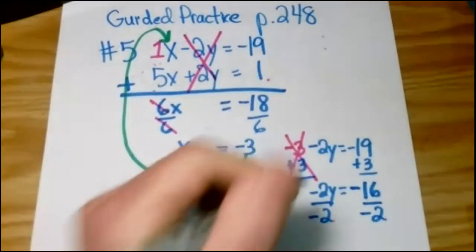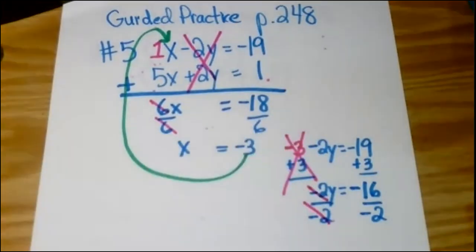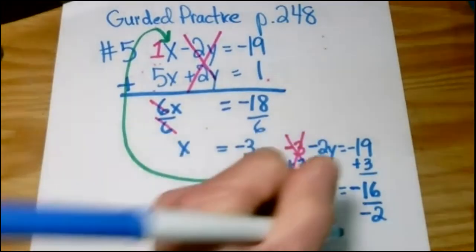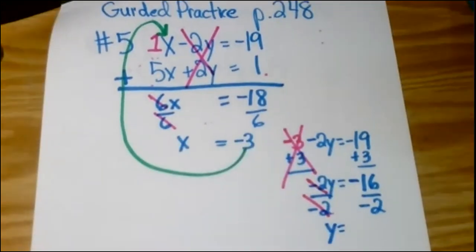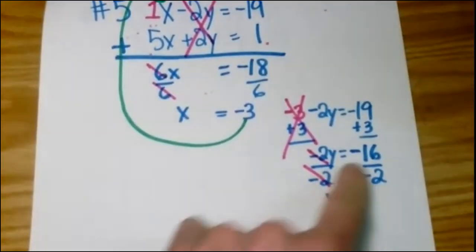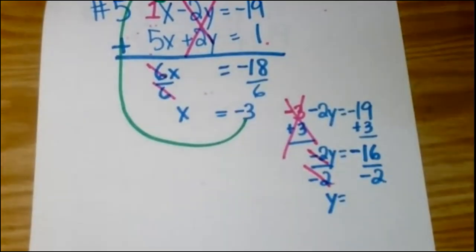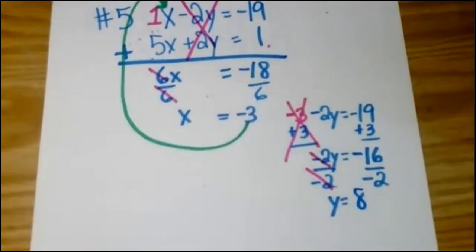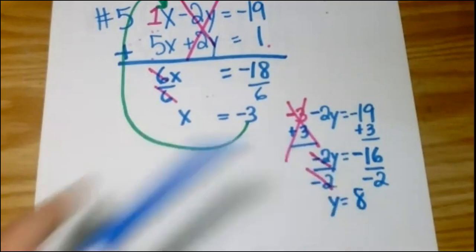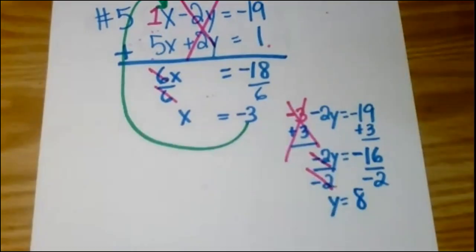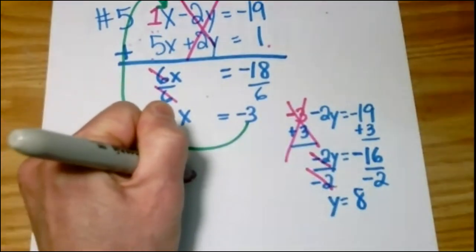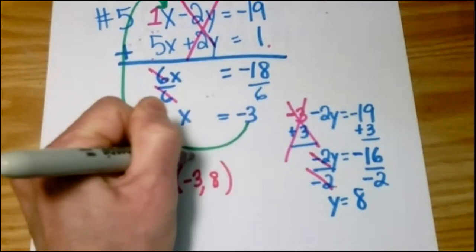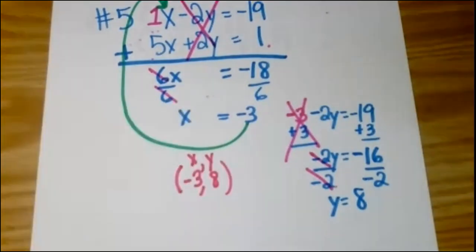The -2's will cross off. I'll be left with y equals -16 divided by -2. A negative divided by a negative is going to give me a positive 8. So I have my x value, I have my y value. The solution to this system of equations is -3, 8. My x value, my y value.